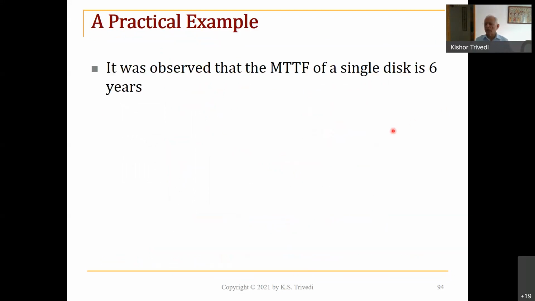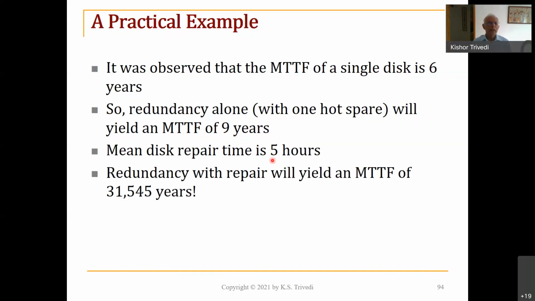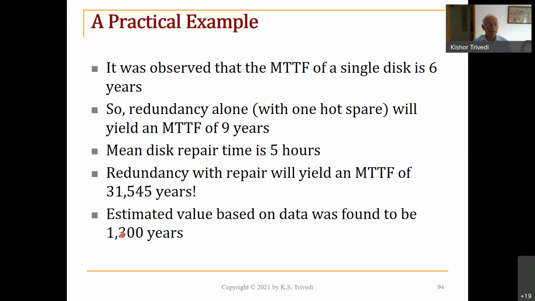There was a practical example in one paper somewhere a long time ago. It was observed that the mean time to failure of a single disk is 6 years. So redundancy alone with one hot spare will yield an MTTF of 9 years, 1.5 over lambda, remember? Mean disk repair time was observed to be 5 hours, and redundancy with repair then yields an MTTF of, according to the expression earlier, 31,000 some years. But then somebody collected the data and estimated from the data only 1,300 years. So instead of going from 9 years to 31,000 some years, it only got 1,300 years.